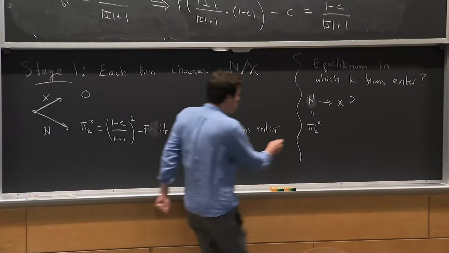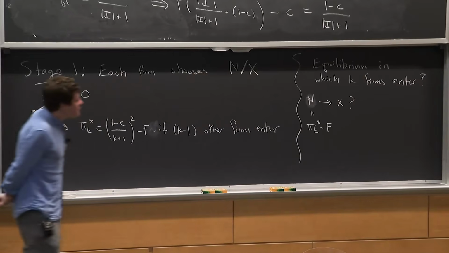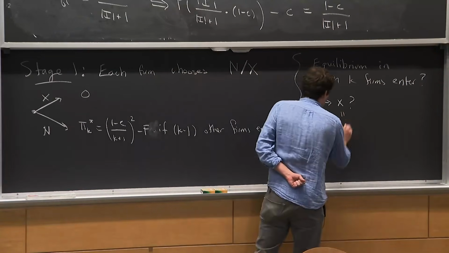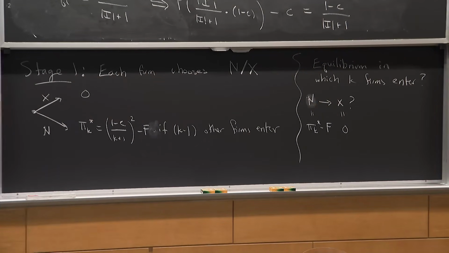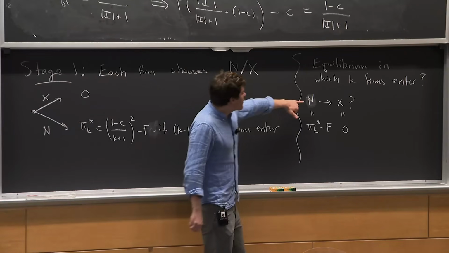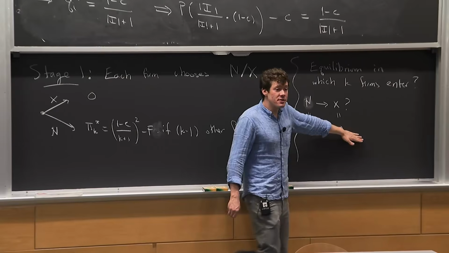Okay? So this is what I get in equilibrium. What if I exit? Well, then I get 0. Right? So what we need is each of these firms that entered is willing to enter because this is greater than or equal to this. Right?